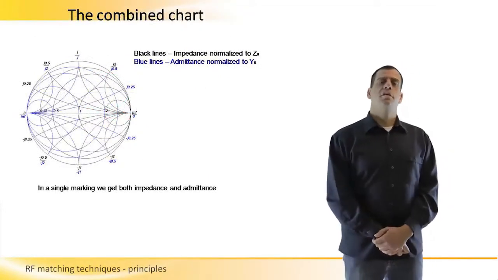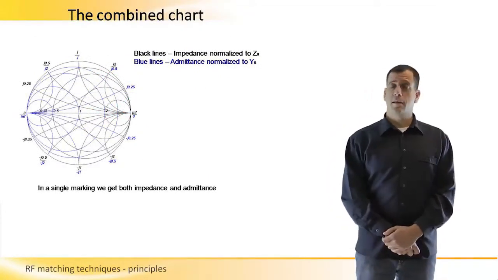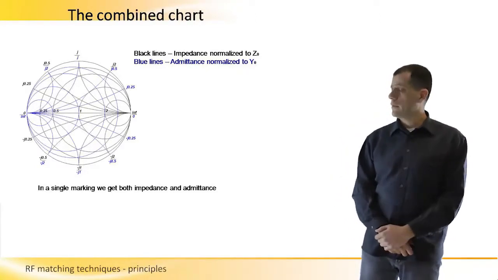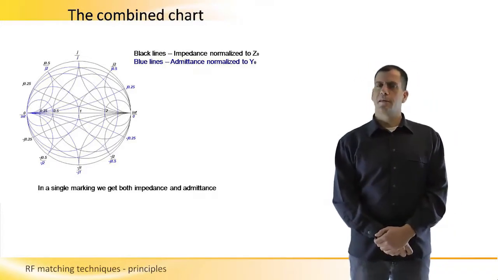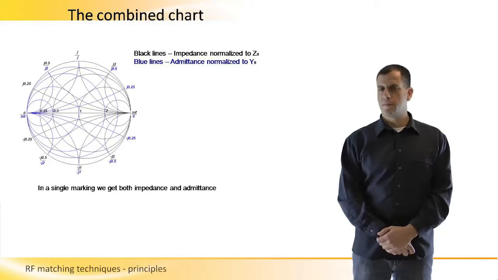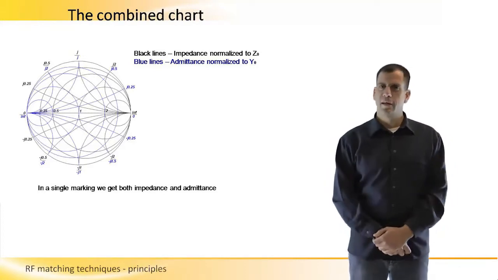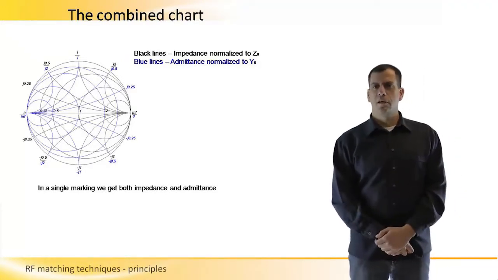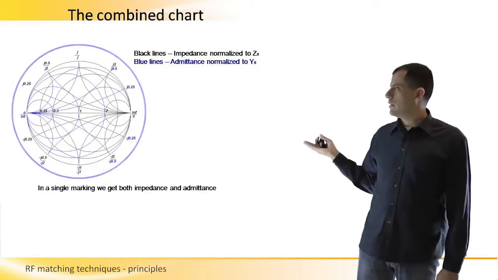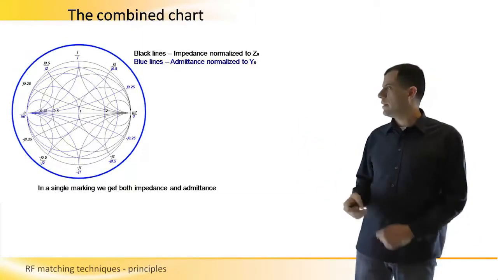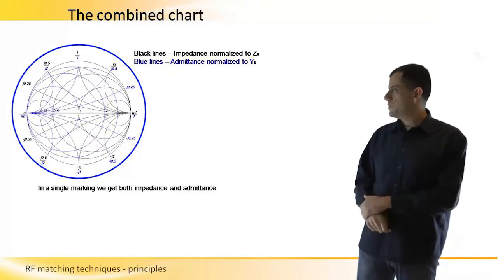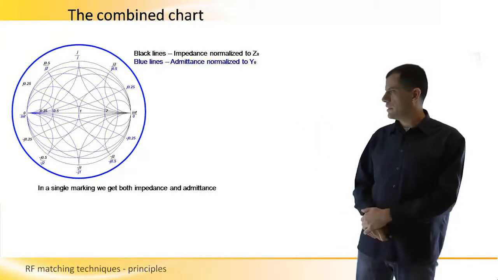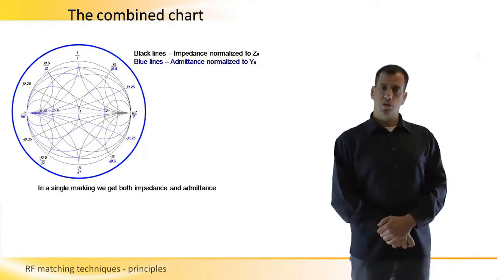Now, when we do matching, the most convenient way that I recommend is to put those two charts one upon the other. There are also other ways to use only the impedance chart, but we don't have to work too hard. The easiest way is just to put an overlay of the impedance chart over the admittance chart, and as you can see here, the blue lines represent the admittance chart, and the black lines represent the impedance chart, and when we do matching we will use them both.